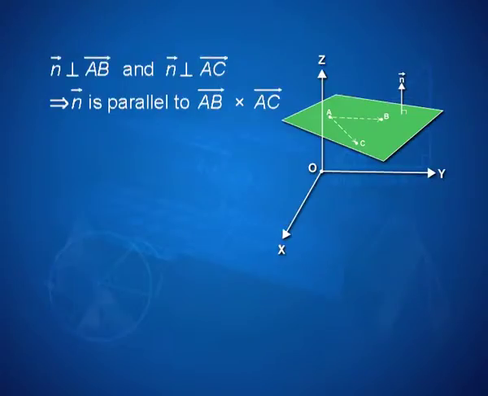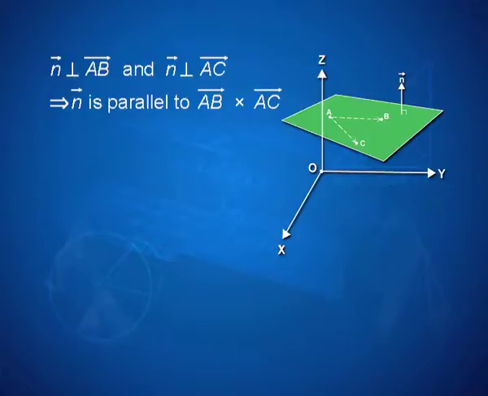Let us begin with taking that vector n to be parallel to the cross product of vector AB and vector AC. Since vector algebra taught you that the cross product of any two vectors is always perpendicular to the given two vectors.